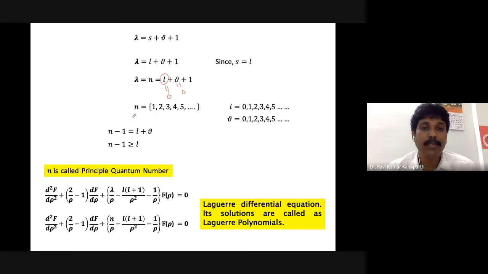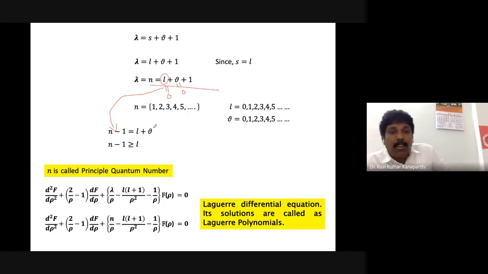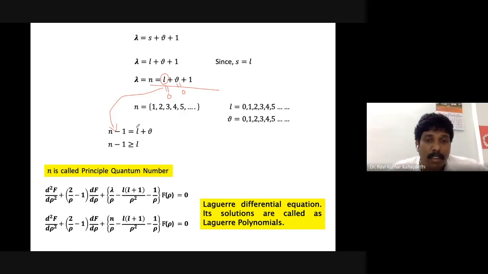From this relation, you can write down that n minus 1 is equal to L plus mu. Similarly, n minus 1 must be greater than or equal to L. Similarly, we can also write down n minus 1 must be greater than or equal to 1. Why? Because L can be 0, mu can be 0. So at any cost, this has to be either equal to or greater than the value of L.